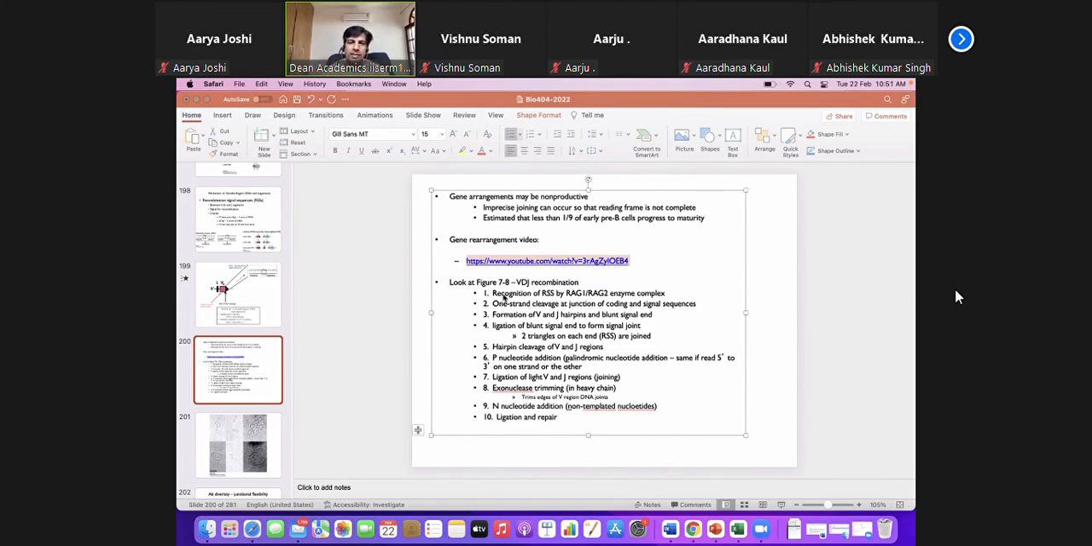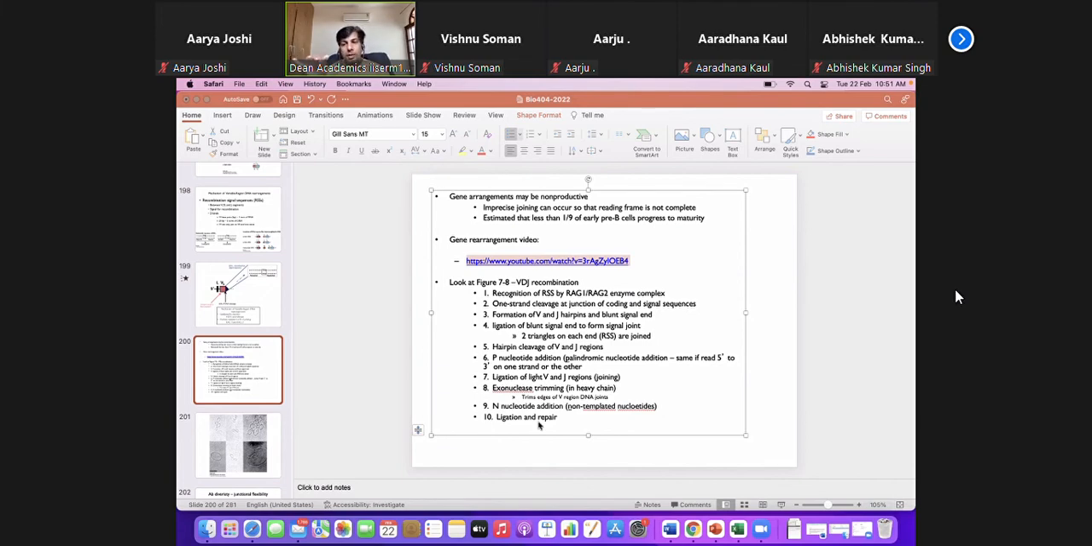But the process actually is recognition of this RSS sequence by RAG1 and RAG2 enzymes, one strand cleavage at the junction of the coding and signal sequences, formation of these VJ hairpins, ligations, and involvement of other proteins that they talked about. These all have different functions. Creation of this hairpin, activity of these TdTs, which can add additional nucleotides. And then the whole sequence is ligated and repair is taking place.